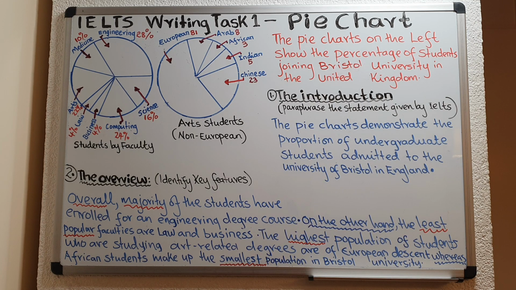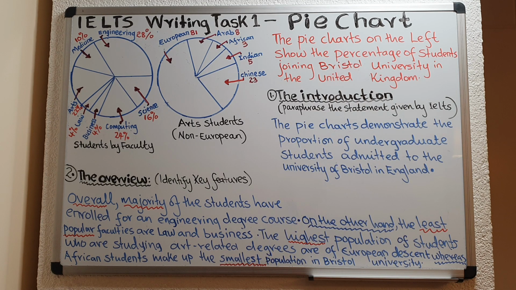And you do that by finding word synonyms. Like, for example, instead of using show, we used demonstrate. Instead of using percentage, we used proportion, okay? Instead of using joining, we used admitted. Now, the next tip is when it comes to your overview, the first thing that you have to do is identify the highest and the lowest key feature. And then after that, you write a sentence about it. And remember to use overall to signal a comparison of the whole chart, okay?